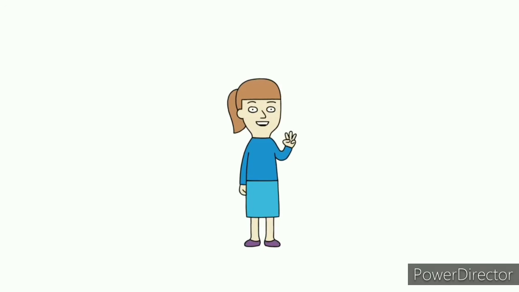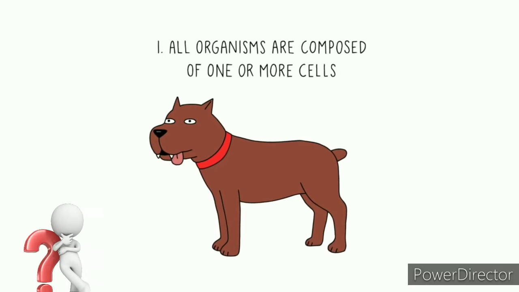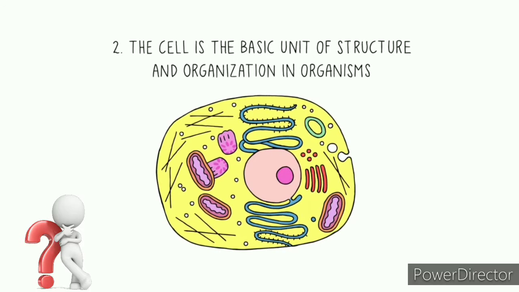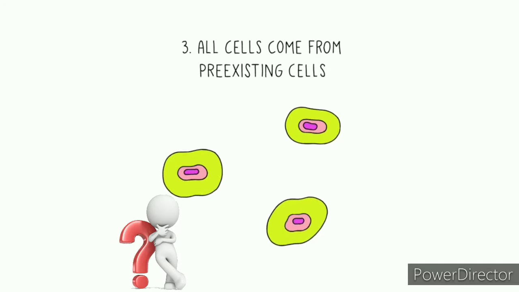There are 3 parts to the cell theory. 1. All organisms are composed of one or more cells. 2. The cell is the basic unit of structure and organization in organisms. And 3. All cells come from pre-existing cells. This right here is the key to everything we're going to learn from here on out, so it's worth repeating. First, the cell theory says that everything that is alive is made out of at least one cell, and that the cell is the basic unit of structure of everything that is alive. And third, that cells always come from other cells.